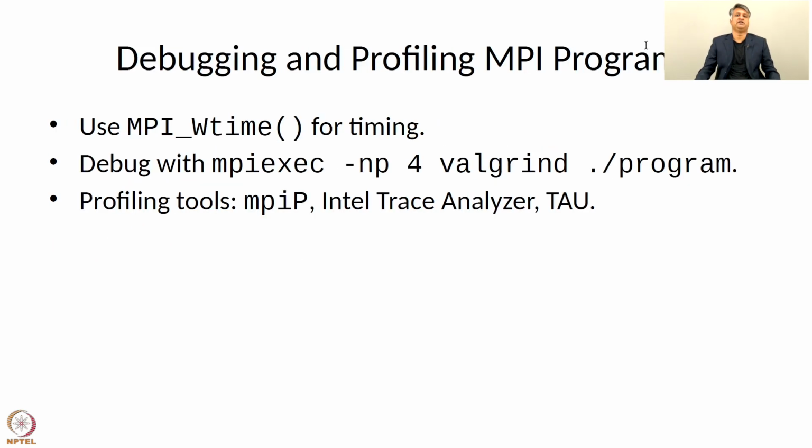We also talked about debugging and profiling MPI programs by using the MPI_Wtime function, where we looked at how to time an MPI program. We also talked about tools like Valgrind, which allows you to figure out what is going on internally in a program to see where the memory misses are, where things are going wrong. We used MPI profiling tools like mpiP, Tau, and Intel Trace Analyzer.